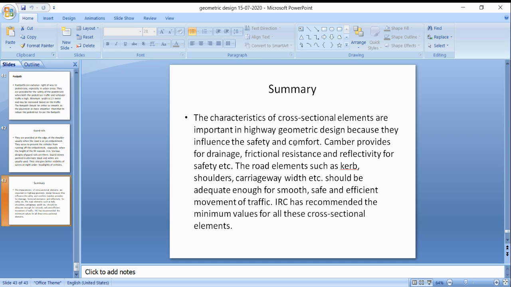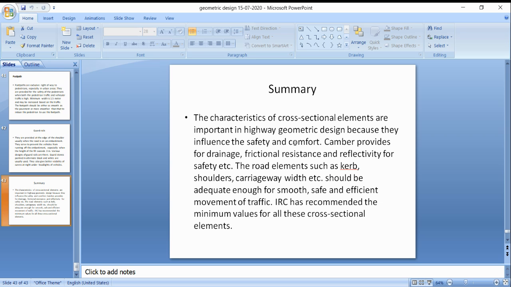So camber provides for drainage and frictional resistance. Camber is made with a rise at the center of the road or carriageway. Why do we provide the camber? To drain off the water, and to keep the vehicle from skipping from the inner edge to the outer edge, so that it moves on a proper straight line. And camber slope we have to provide.